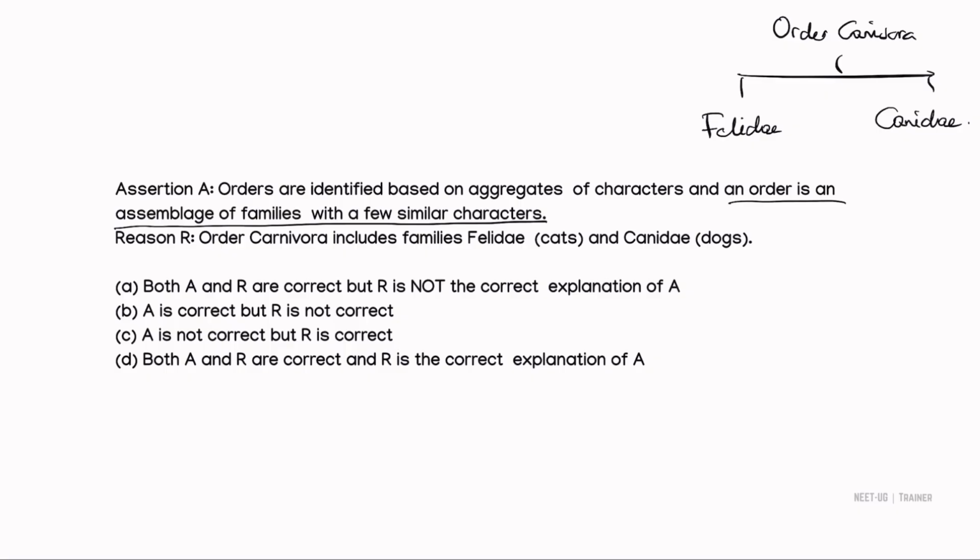But how was this group called order Carnivora formed? Based on an aggregate of characters. Like, all are flesh-eating animals. Their teeth are developed to slice the flesh. Specialized teeth developed. Like that, some characters are aggregated together to form order Carnivora. That is what he has asked. Orders are identified based on aggregates of characters, which is true. Now coming to the reasoning, order Carnivora includes families Felidae and Canidae. This is absolutely true, and this is an exact line from the textbook.